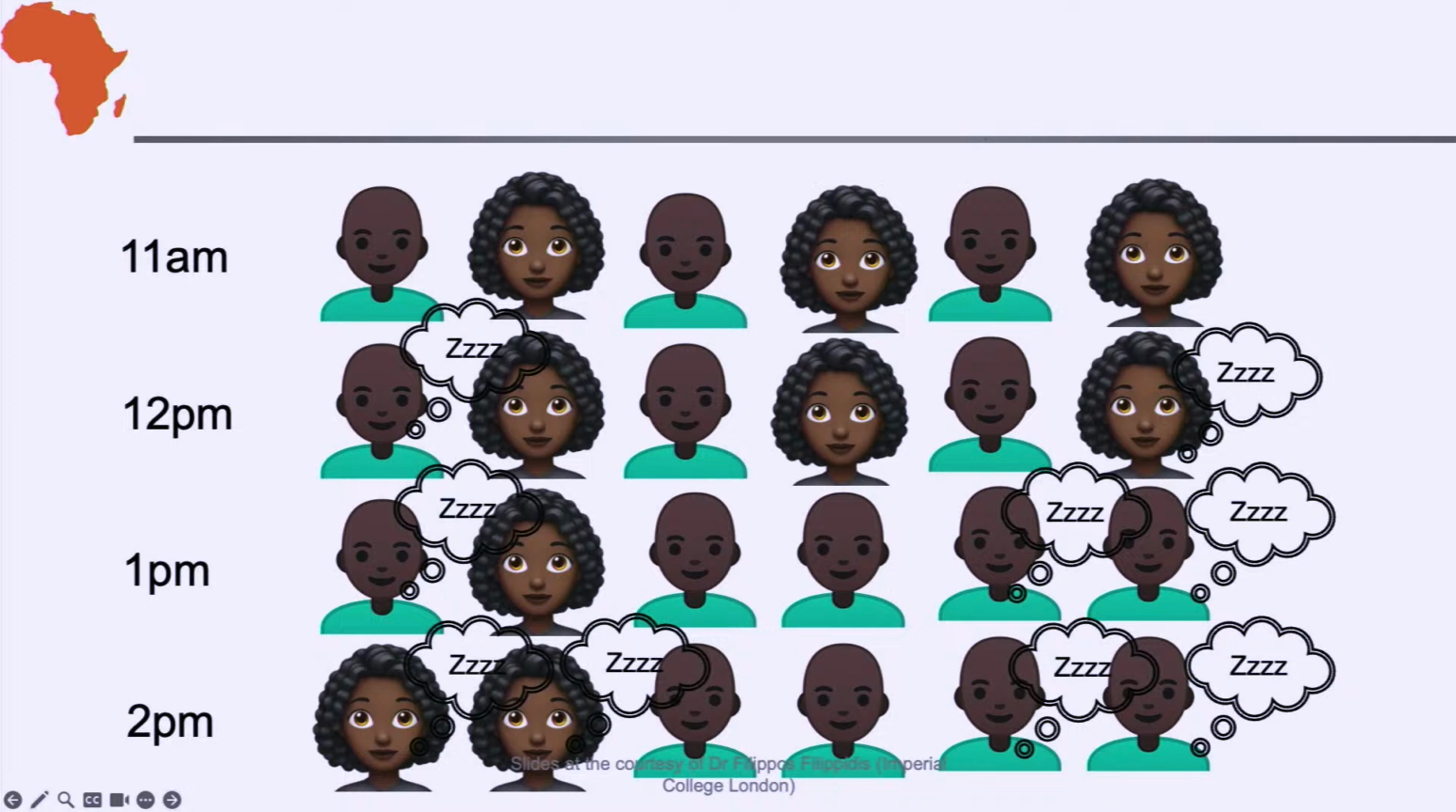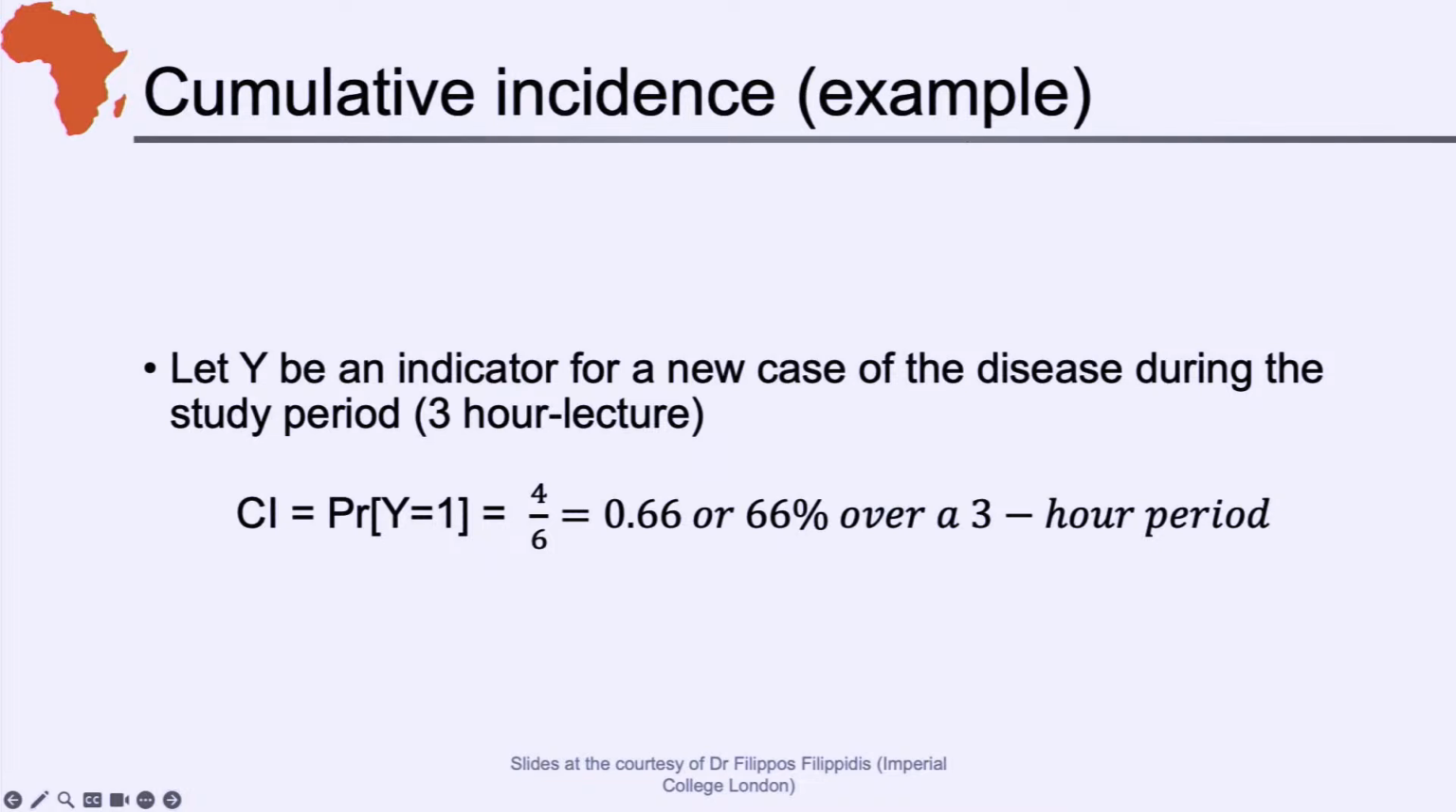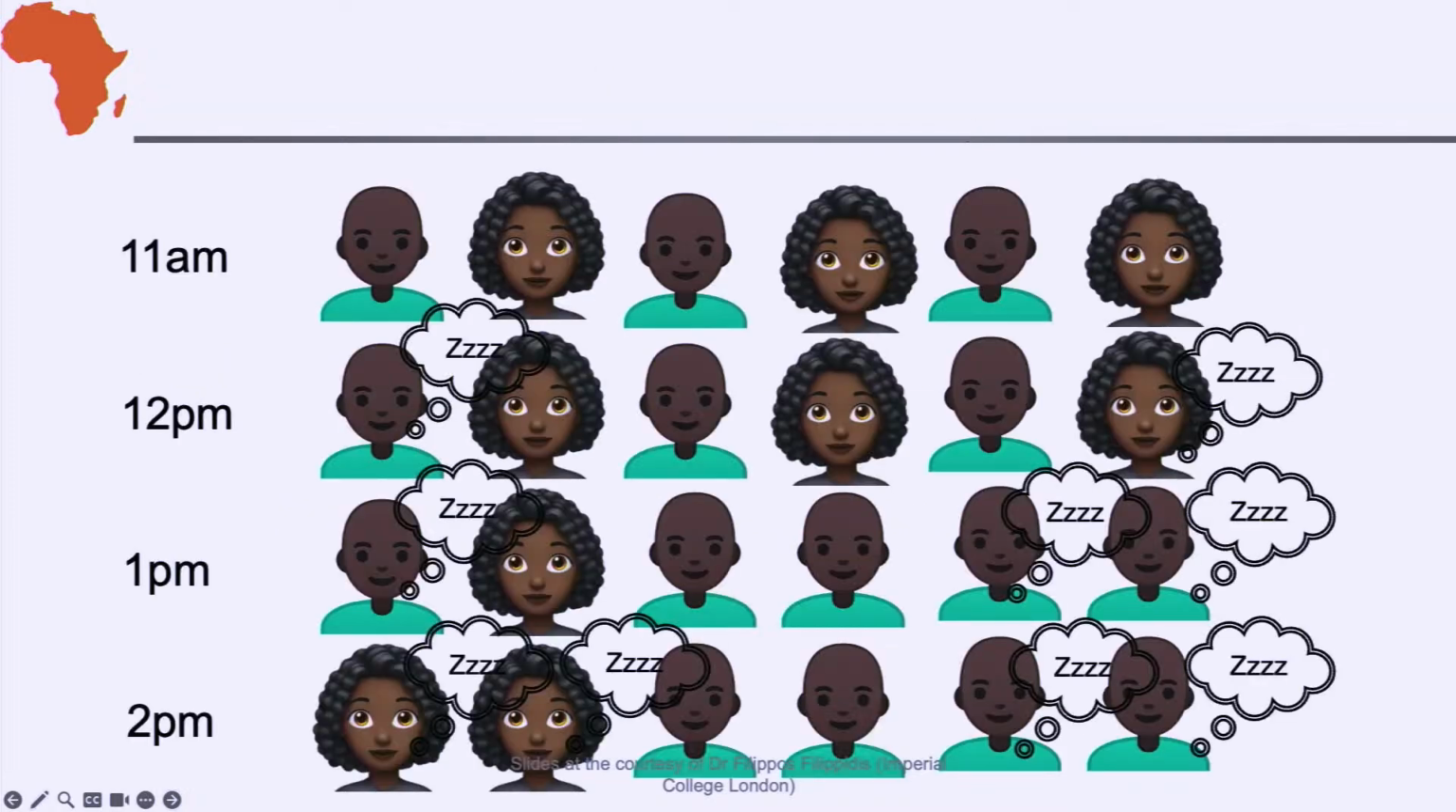So at 11 a.m., no one has the disease. 12 p.m., 2 people are sleeping. 1 p.m., 3 people are sleeping. 2 p.m., 4 people are sleeping. Where are you getting to 9? Here we're looking at time. We're not adding up. These people stay asleep. You will get another one.